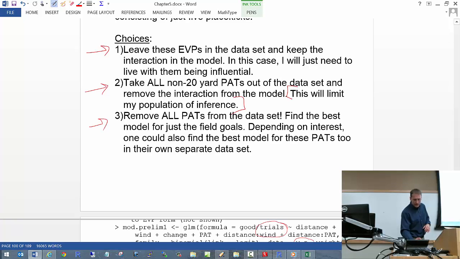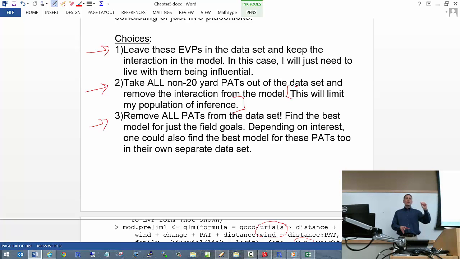Choice number 3. Maybe there's a fundamental thing about PATs in general that we should be considering here, and maybe I should just remove all the PATs from the data set and build one model for the field goals. Then if you're still interested in the PATs, build another model for the PATs and keep them separate. That is a justifiable approach too.